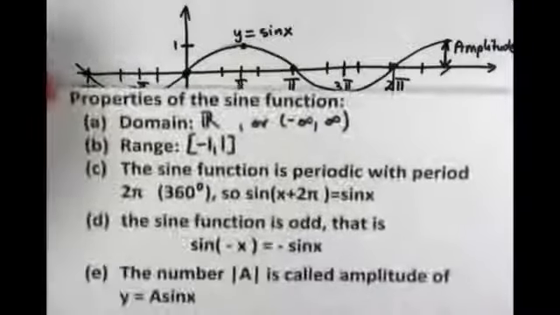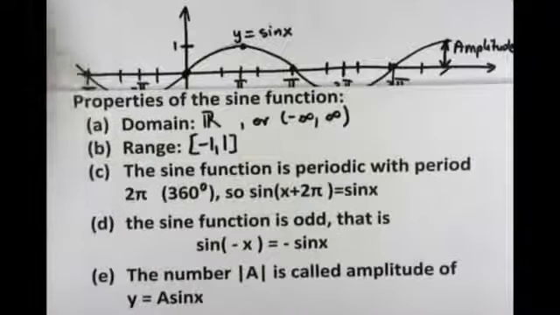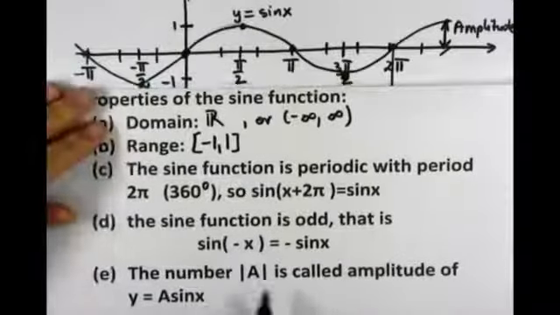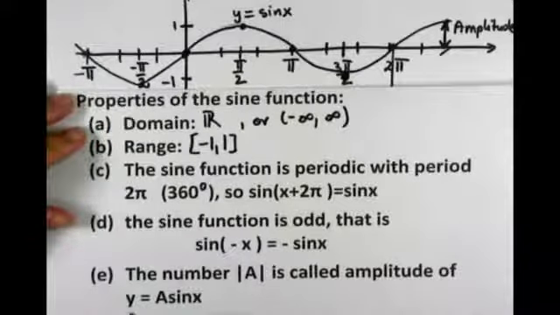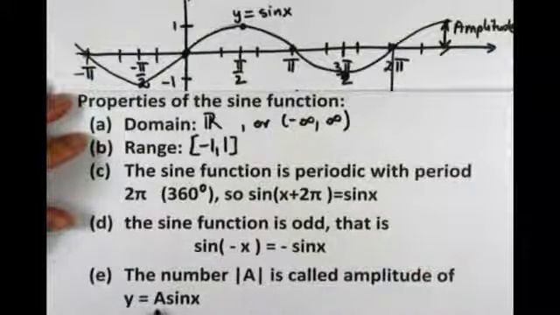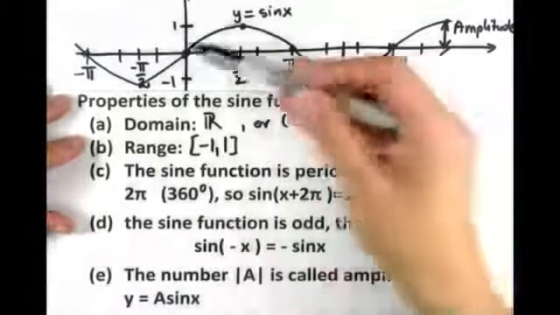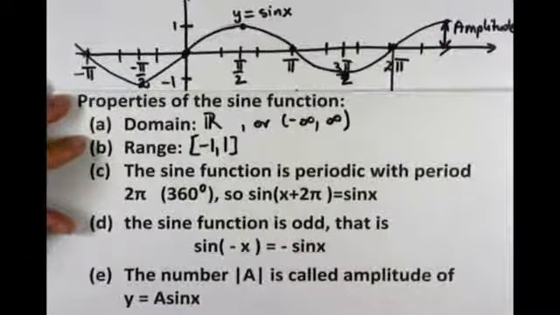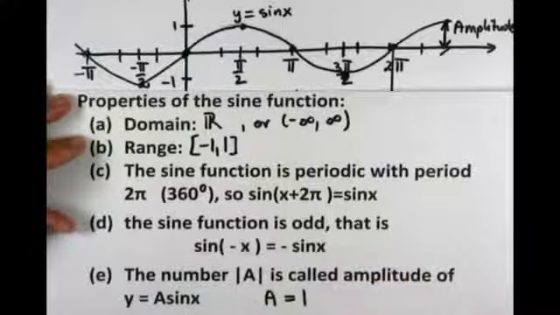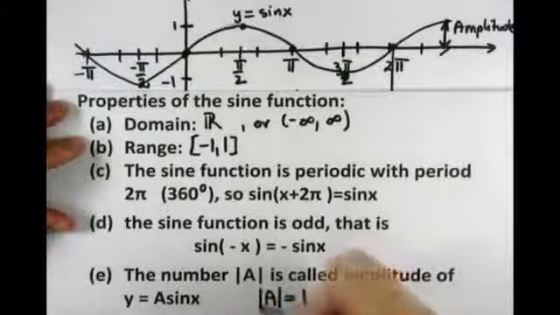And then we have E, the amplitude. The absolute value of A is called the amplitude of this graph y equals A times sine x. So the amplitude is the height of one bump. And if you have a number right here, that would be the vertical stretch. The graph would be stretched. So that's why it's the positive number called amplitude. The amplitude for the sine curve is 1. Amplitude is the absolute value of that.